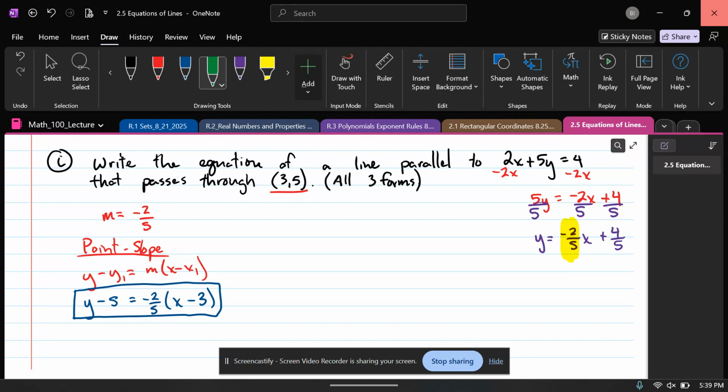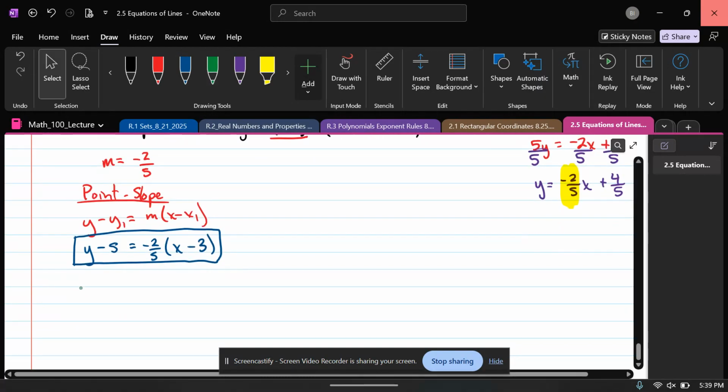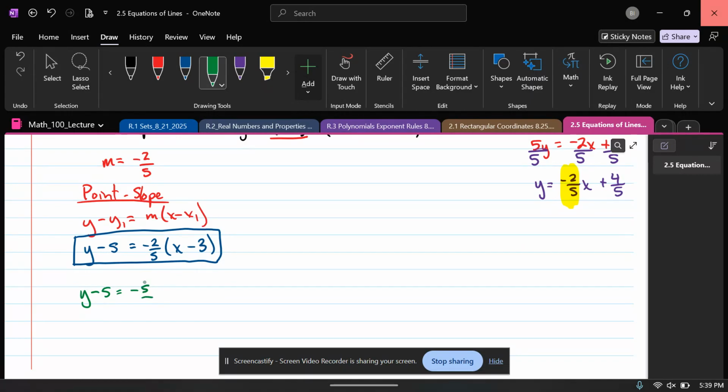Let's go to slope-intercept form from that. So I have y minus 5 is equal to negative 2/5, whoops, my mouth and my hands not working together, plus 6/5. How did that become plus 6/5? Double negative. Negative 2/5 times a negative 3 becomes a positive. 2 times 3 is 6. The 5 on the bottom stays. Okay. We're almost to slope-intercept form. One step away.